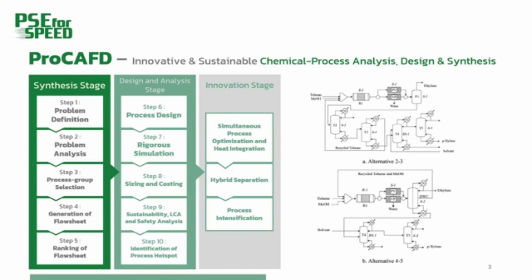ProCAFD software is designed to have 12 steps for the user, which makes it very easy to use. The steps are divided into 3 stages, mainly including the synthesis stage from step 1 to step 5, in which the alternative flowsheet is generated. The second stage is the design and analysis stage, where the design of the process units and the analysis of economics, LCA, and safety are performed. The last stage is the innovation stage, where we generate and verify various sustainable alternatives by using the targets for improvement from the design and analysis stage.